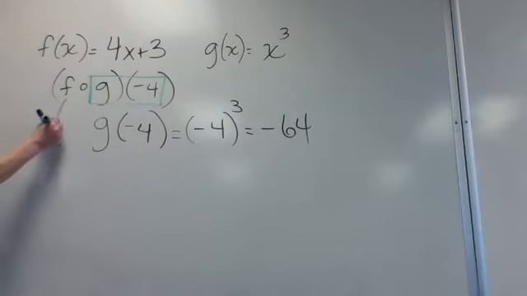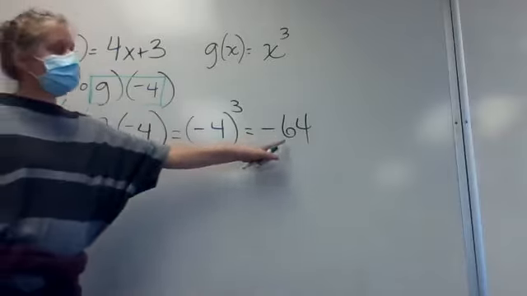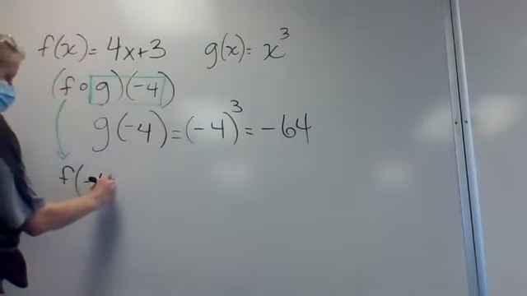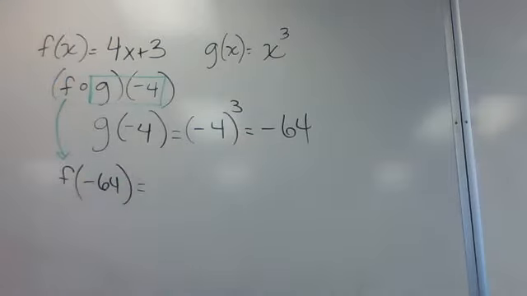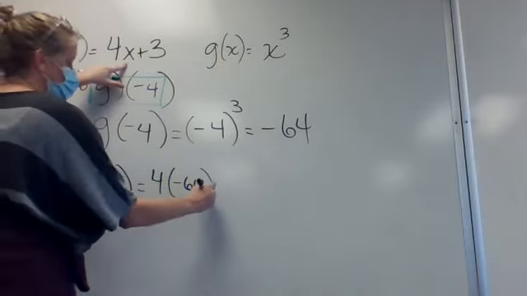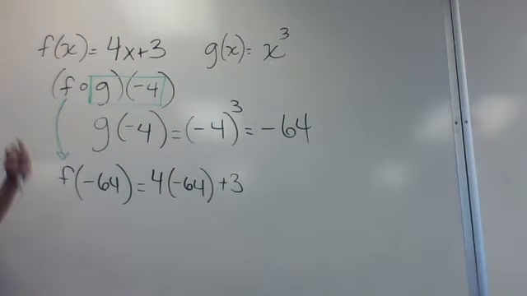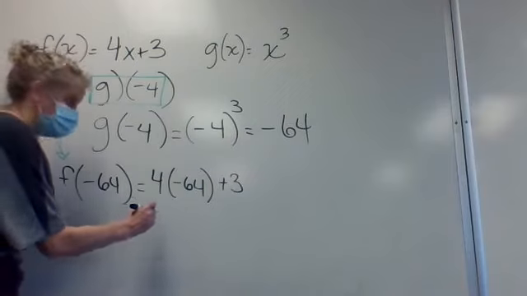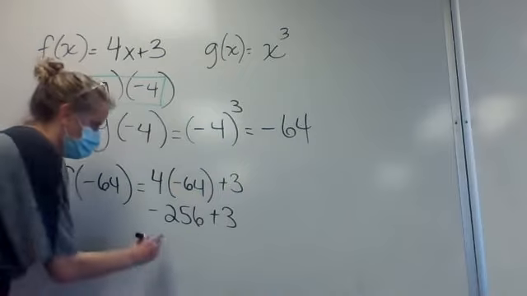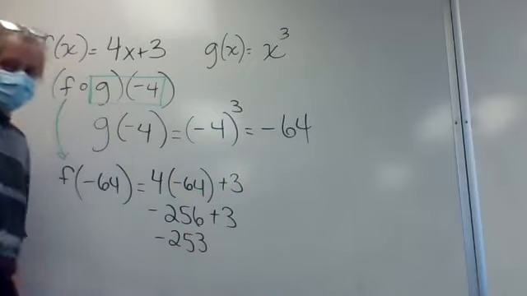So then what happens is you bring down this f and replace its x with what you got on your last answer, which is negative 64. So go to f and replace its x with negative 64. So 4 times negative 64, which gives me negative 256, plus bring down the 3, which gives me negative 253.